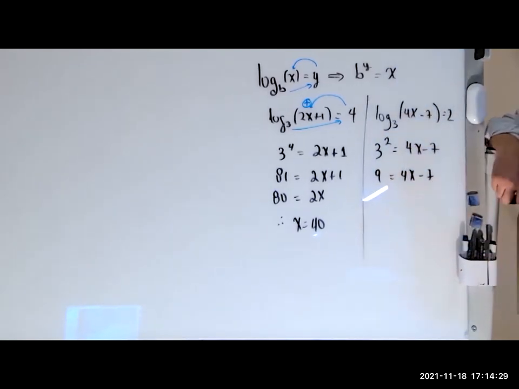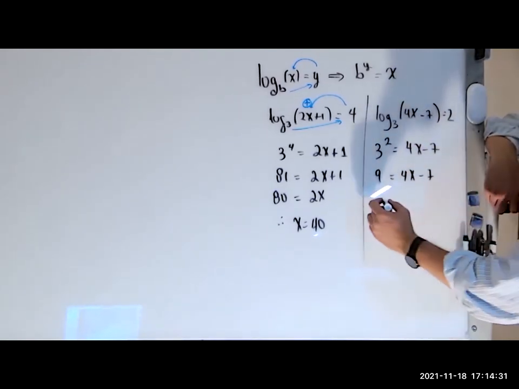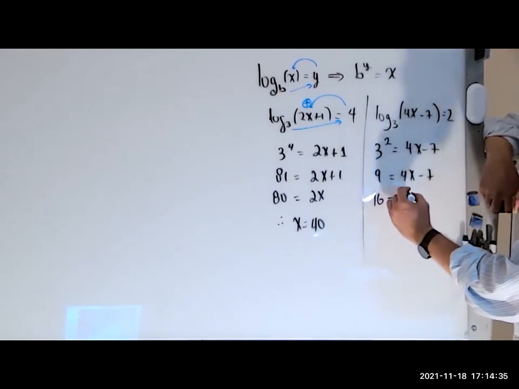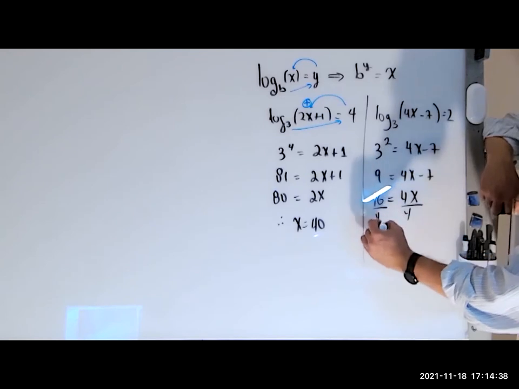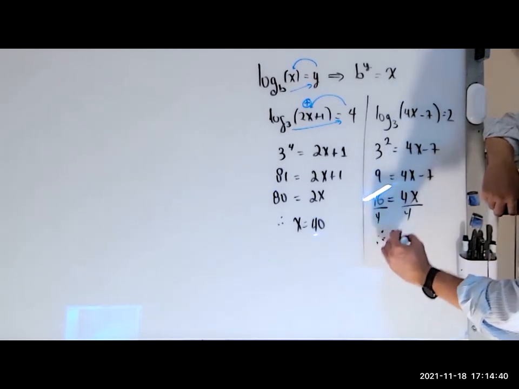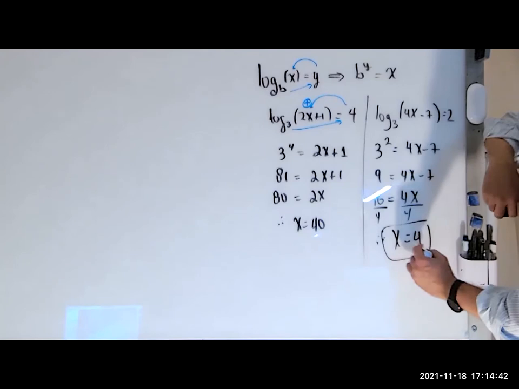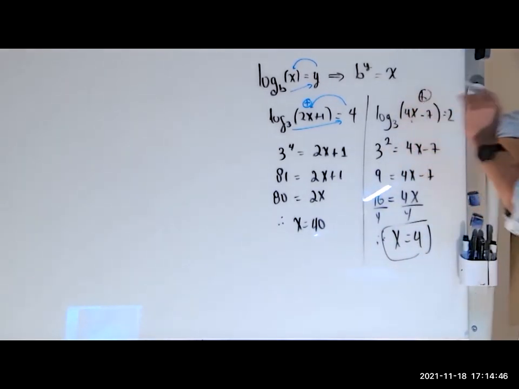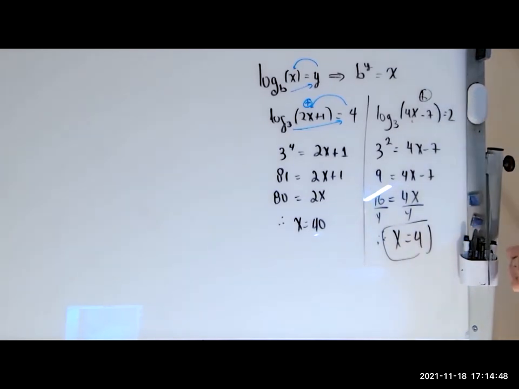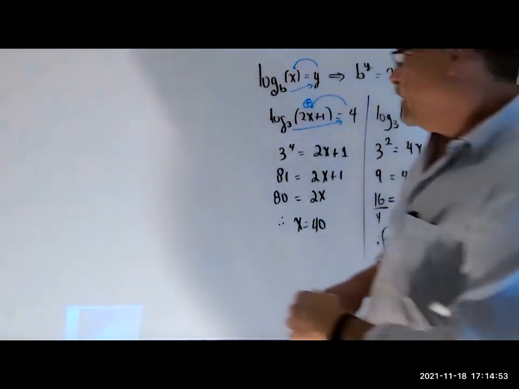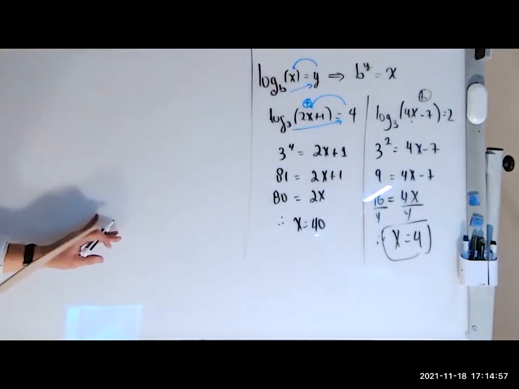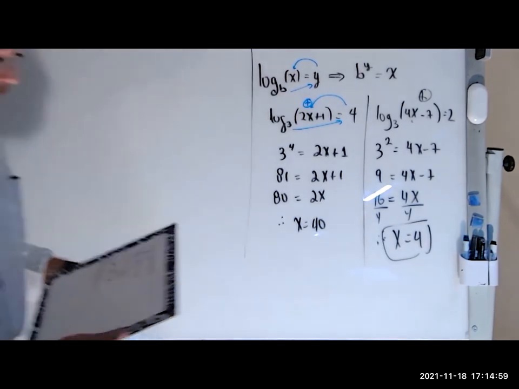We may add 7. So 9 plus 7 equals 16 equals 4x. We divide by 4. Therefore, x equals 4. When I plug it in here, 4 times 4 is 16 minus 7, a positive number. That's what we want. Remember, the domain of the log function is all positive numbers. So let's try this other one.